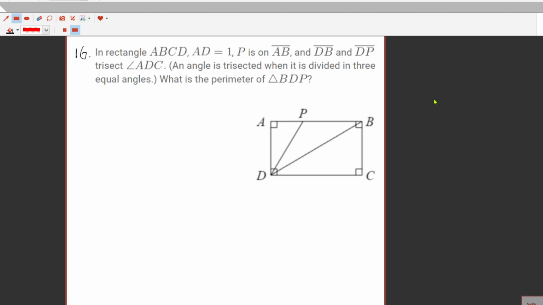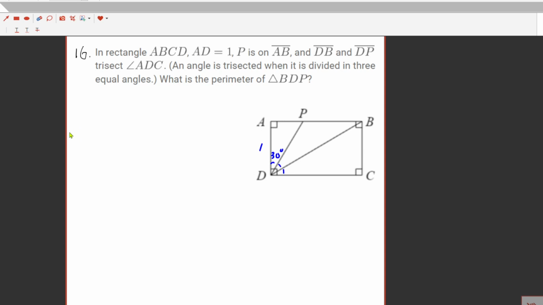Okay, in rectangle ABCD, AD is 1. P is on AB, and DB and DP trisect angle ADC, which means this angle is 30 degrees, this angle is 30 degrees, this angle is also 30 degrees. What is the perimeter of triangle BDP? So if you need the perimeter of BDP, you need this side, and this side, right? So let's try to calculate the length of each side.